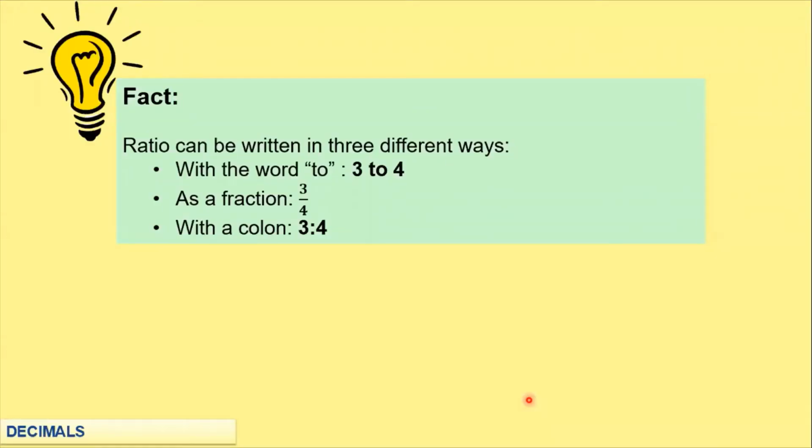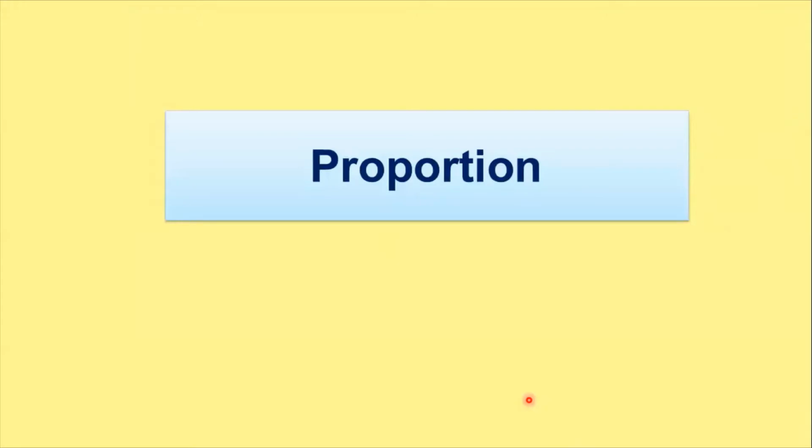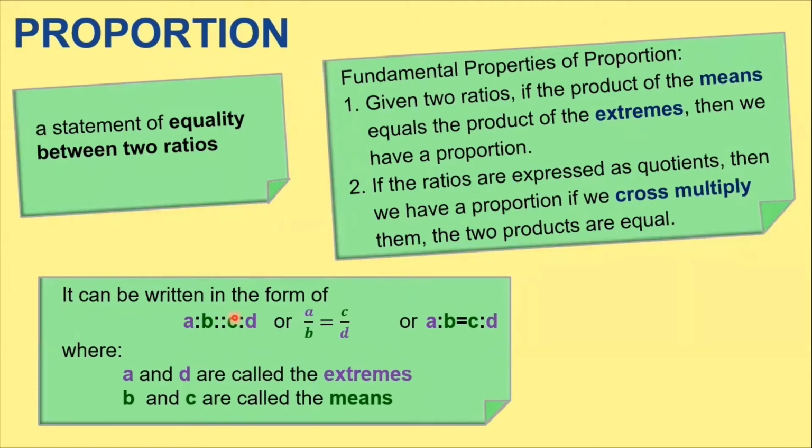So there are three ways to write a ratio. The first one is by using the word "to", then writing it in a fractional ratio form, and by using a colon. Now for the proportion. It is a statement of equality between two ratios.